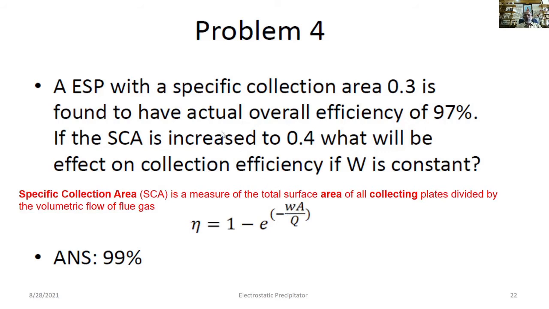Now, the specific collection area, which is nothing but A by Q, is increased to 0.4. So as we substitute that and as we have the drift velocity value worked out in the first step of the solution, we'll be able to work out this revised eta, and it comes to be 99%.